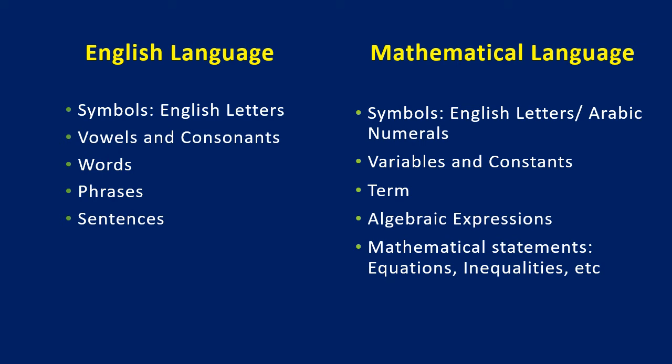What are the mathematical counterparts of those? So the symbols in math would be our variables, or the English letters and some Arabic numerals. The vowels and consonants will be also the variables and constants. Okay, the words in the English language, the counterpart in math would be the terms. For the phrases, we have algebraic expressions, and the counterpart of sentences would be mathematical statements like equations, inequalities, and so on.